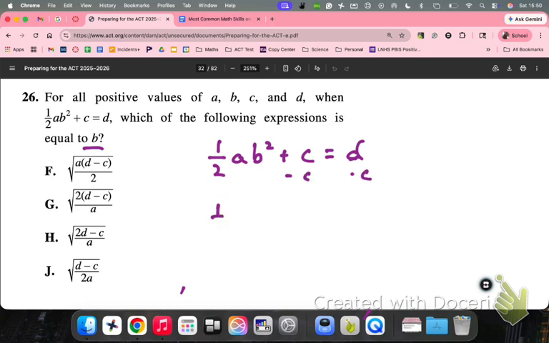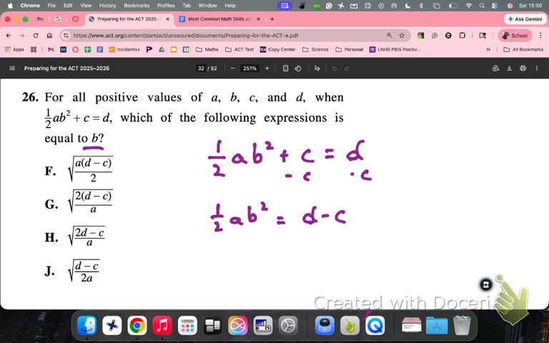So when we do that, we get 1/2 a b squared equals d minus c. Okay, that's Algebra 1. You can handle that. Next thing, I'd love to get rid of that a and the 1/2. I'll just do one at a time. I could do them both at the same time, but anyway, I'll just do one at a time.